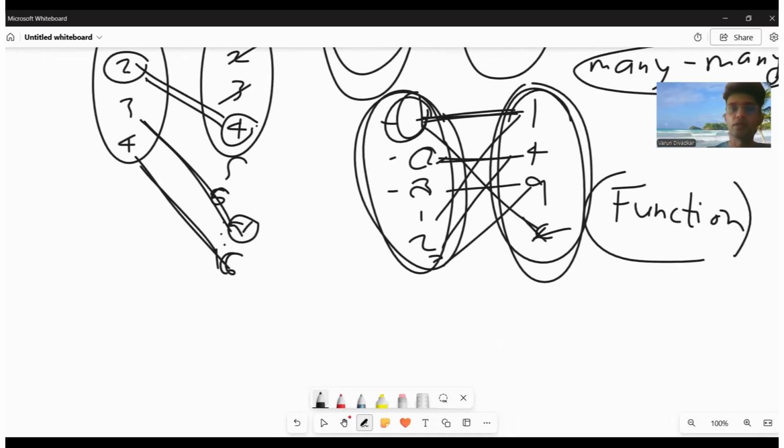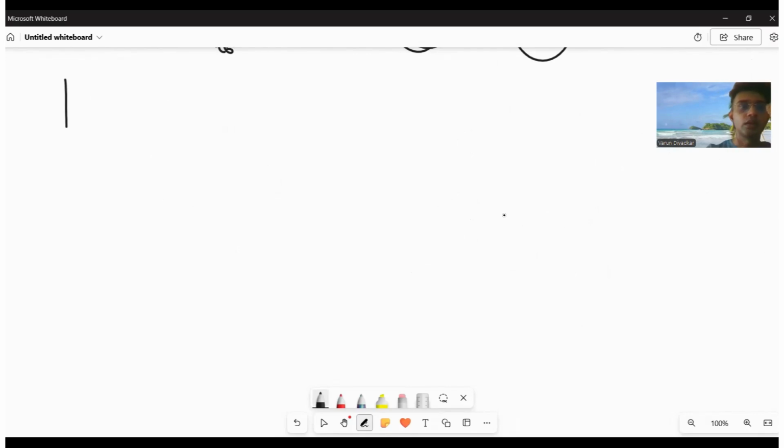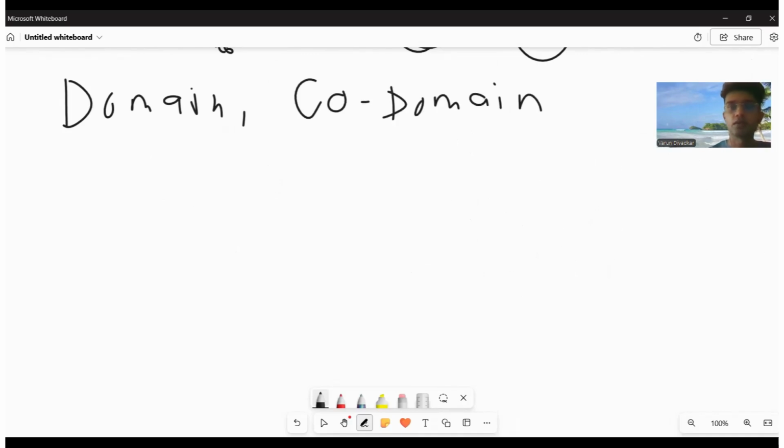When we talk about these sides, they have special names. So now we come to some definitions called a domain, a codomain, and a range. Now let's see all these three together.